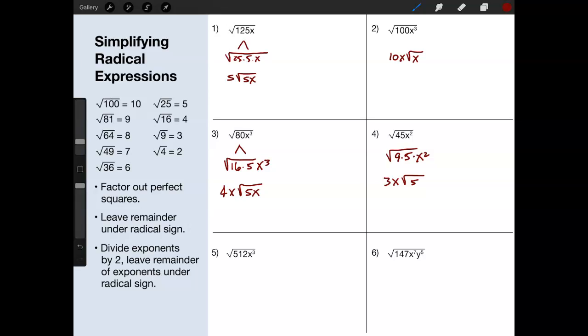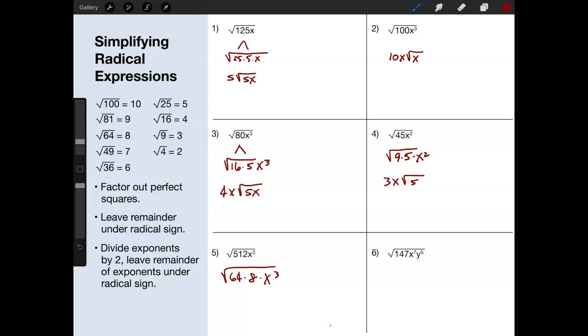For example number 5, we have the square root of 512x cubed. A quick look at our perfect squares, and we can see that 100 will not go into 512 evenly, so we will check 64. When we divide 512 by 64, we get 8. So we can rewrite that as 64 times 8 times x cubed.